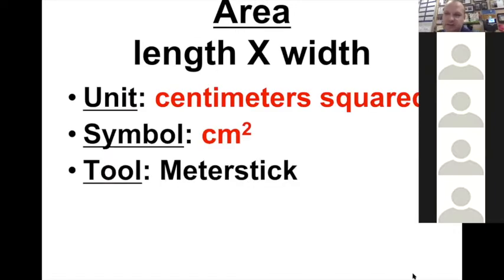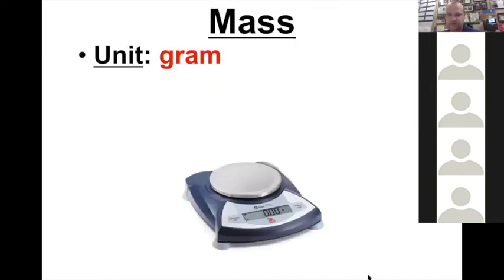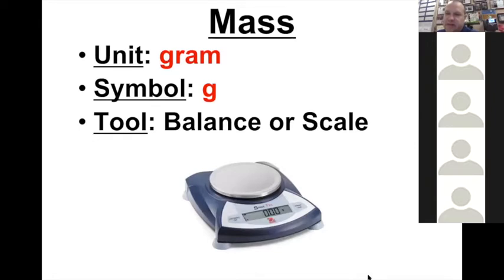Remember that we can also calculate area. Area is two sides, length and width, and we multiply them. We can measure how much stuff there is, how many atoms, how much it weighs. That is called mass. And we use a balance or a scale.